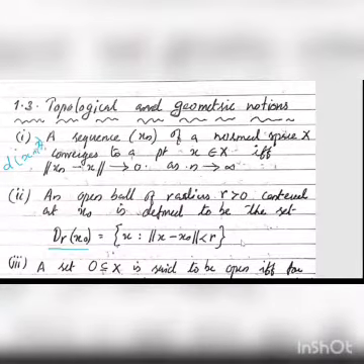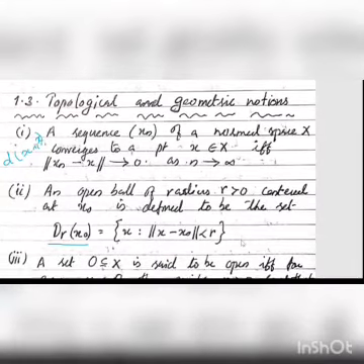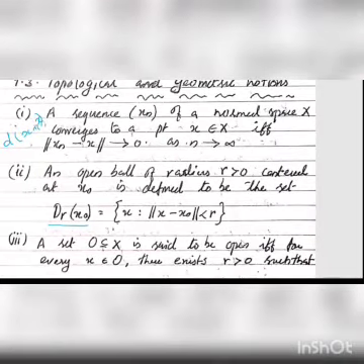And the third concept: a set O, a subset of X, is said to be open if and only if for every x belonging to O there exists r greater than 0 such that Dr of x is contained in O. That is, O is said to be an open set if for every member of O we can find an open ball of radius r which is completely contained inside the set O. It's nothing but the definition of an open set.